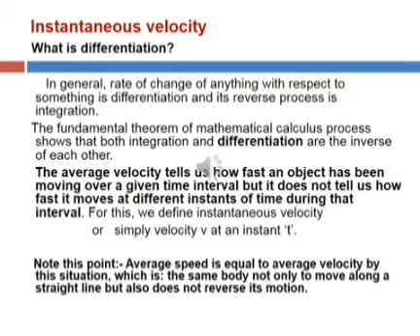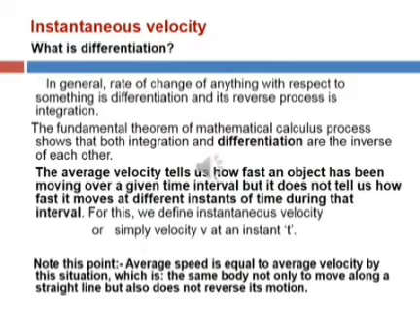You have learned about average speed and the calculation of the average speed of a moving body. When the same body moves along a straight line, that is, it specifies its direction, then the average speed becomes the average velocity. You know that the average speed tells us how fast an object has been moving over a given time interval, but it does not tell us how fast it moves at a different instant of time during that interval. Similarly, average velocity also does not tell us how fast it moves at different instants of time during that interval. For this, we have to define instantaneous velocity, or simply velocity v at an instant t.